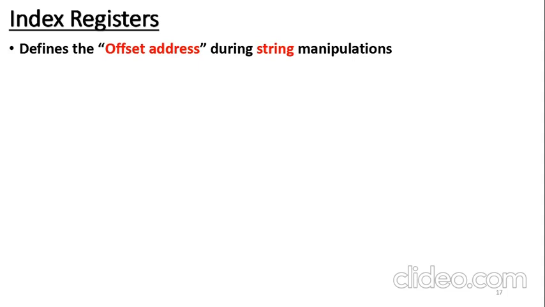Now the index registers. In case of the 8086 processor, there are two index registers which are designed, and these are source index SI and destination index DI register. Both the index registers define the offset address during string manipulations. It clearly means that an index register will also point the offset address from a particular segment, but in a specialized application, that is during the string manipulation.